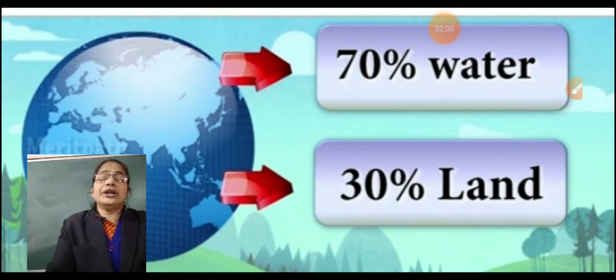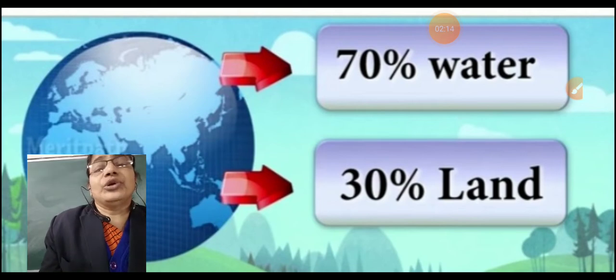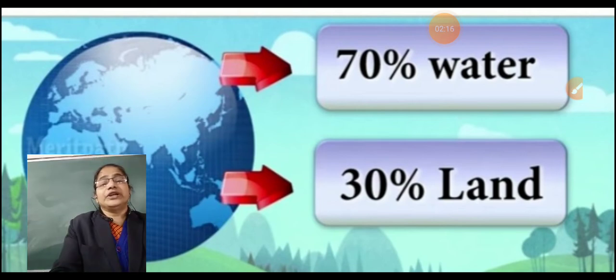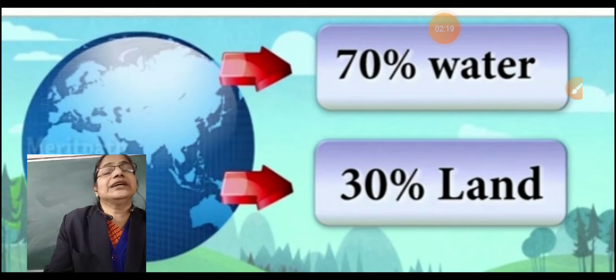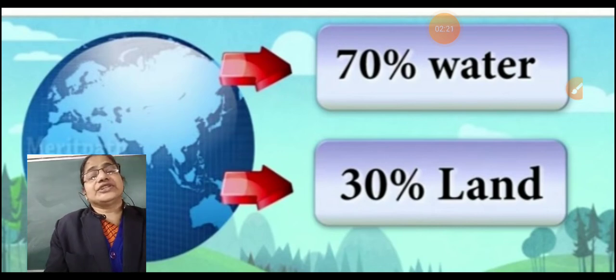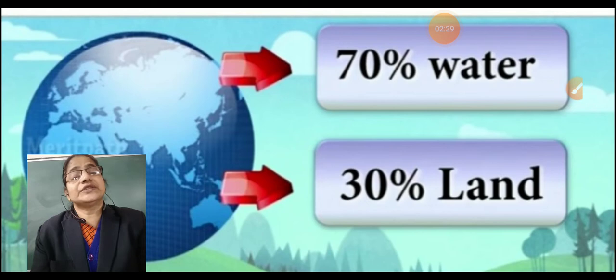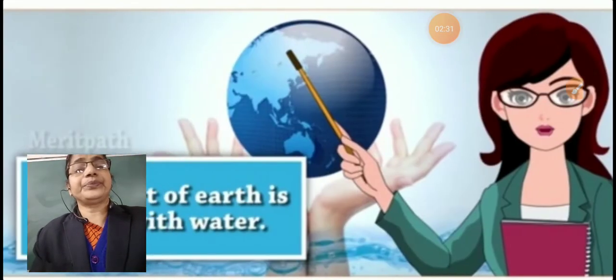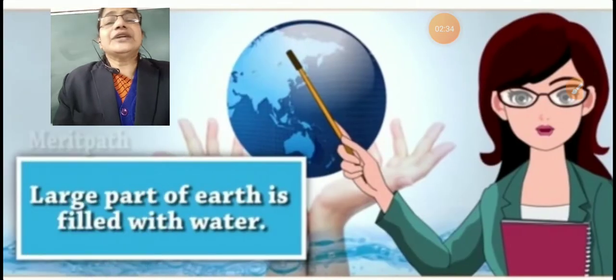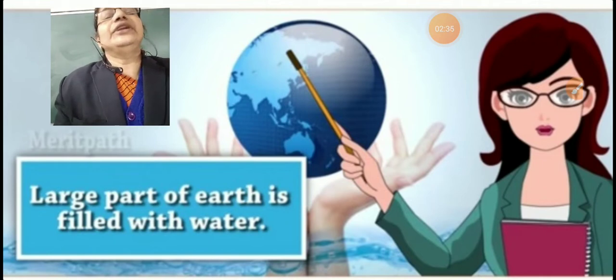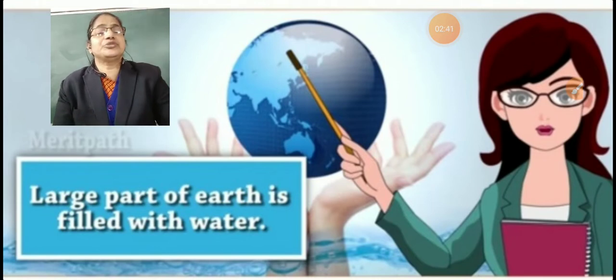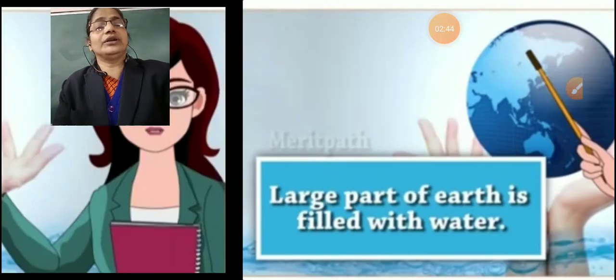Here I already explained to you, more than half the earth is filled with water. You can see here 70% is water and 30% is land. Okay, more than half the earth is filled with water. A large part of the earth is filled with water. I already showed you 70%.